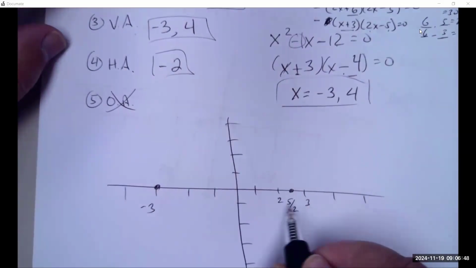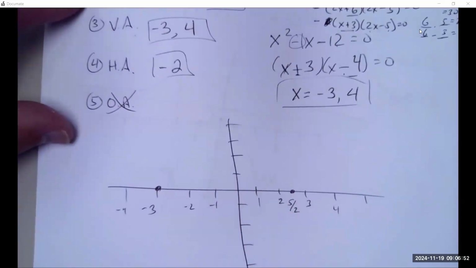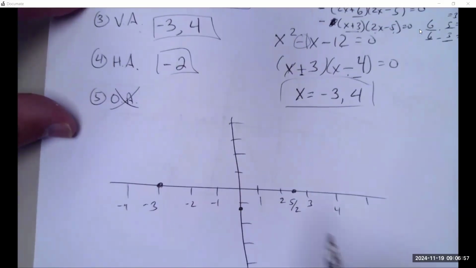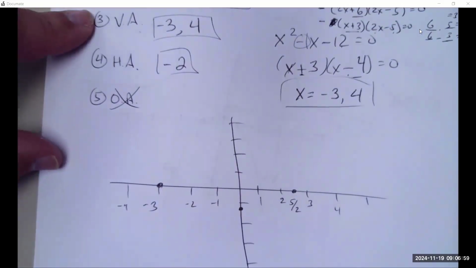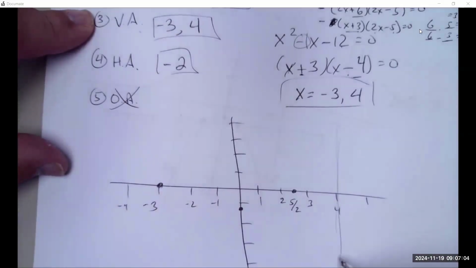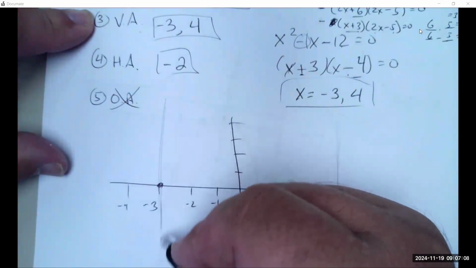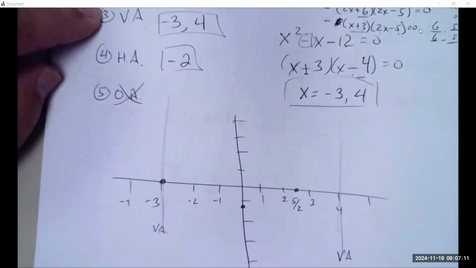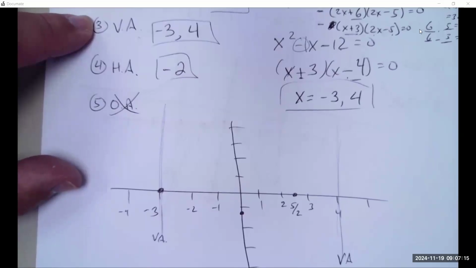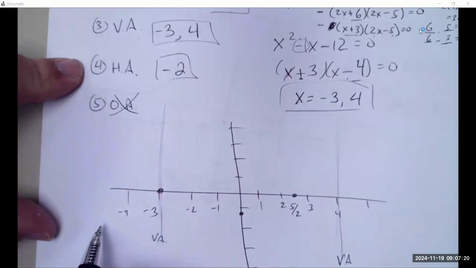That's between 2 and 3. The y-intercept is at negative 1 and 1/4. The vertical asymptote is at 4. And we have a vertical asymptote in the same place we have an x-intercept. We'll look at that in a second. And my horizontal asymptote is at negative 2.